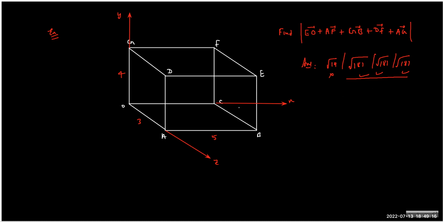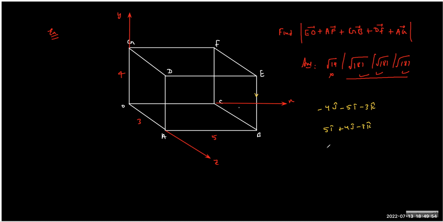Yeah, of course. So EO, what is it? It's simple. You have to go from E to B, so minus 4J cap, minus 5I cap, minus 3K cap. That's the first part, right, guys? Let's take it one by one. What is AF now? A to F. That's easy, 5I cap. Then go 4J cap and minus 3K cap. Am I right?